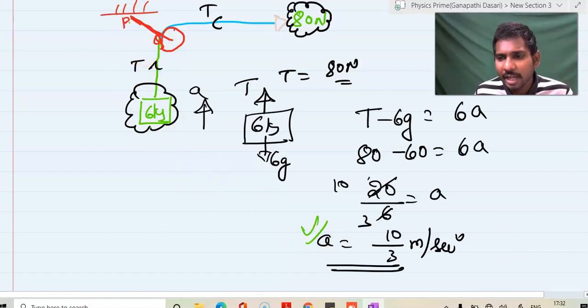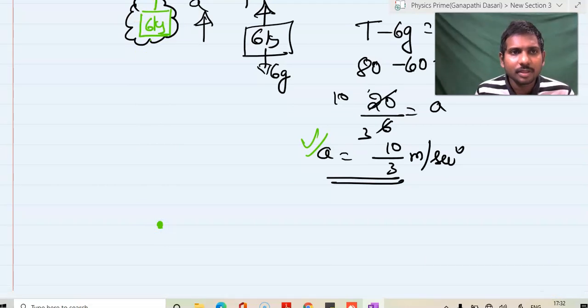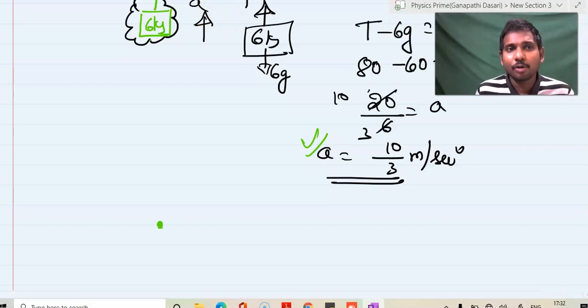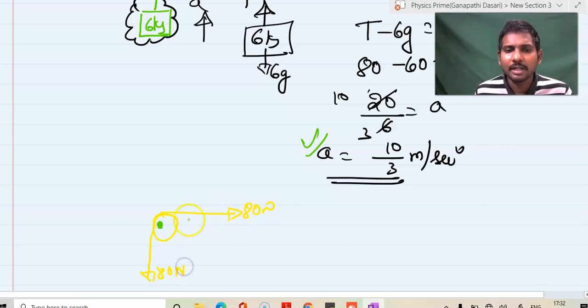PQ. You carefully see here. On the pulley, what is the free body diagram? You might think the tension will be 2 times of 80. No, it is not like that. Net force on the pulley should become 0. Carefully see here. If this is a pulley, the tension here is 80 newtons and the tension here is 80 newtons, cutting and pulling it.